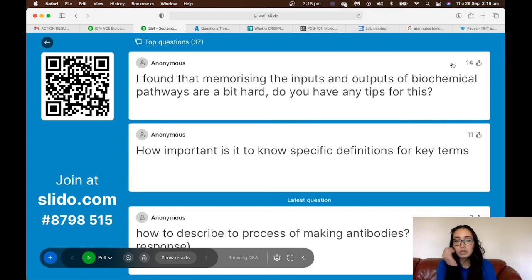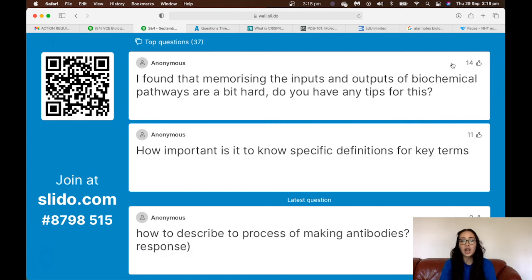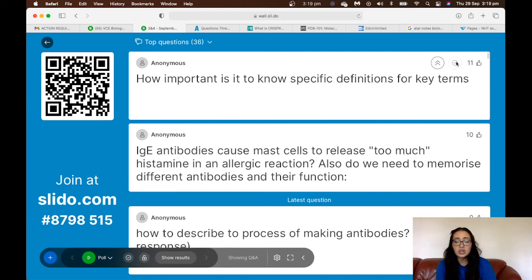With memorizing inputs and outputs, I know numbers are hard. Flashcard them, make physical flashcards out of paper if you want. Or you can draw out a full table and go glycolysis, Krebs cycle, electron transport chain, and try to remember the inputs and outputs and just fill in that table every day so you can memorize it. Or even just spend 10 minutes reciting it or making up a song or something like that, because memorizing numbers is really boring. I know it kind of sucks, but it really is just trying to fill out the table as many times as you can. It's really important to know specific definitions for key terms.